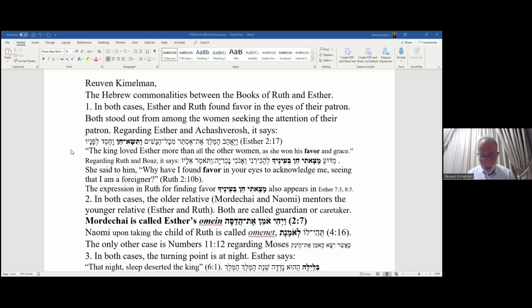Ruth ends with an unexpected genealogical succession. From Ruth and Boaz, we get to Obed and David. The book of Esther ends with an unexpected political succession. From Vashti and Haman to Esther and Mordecai.